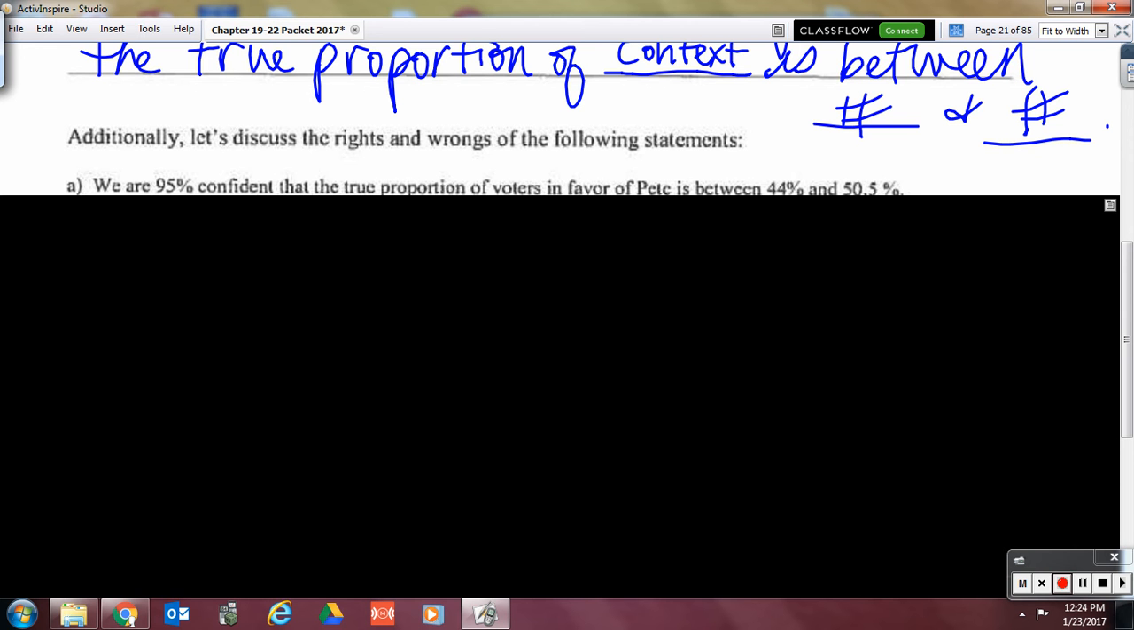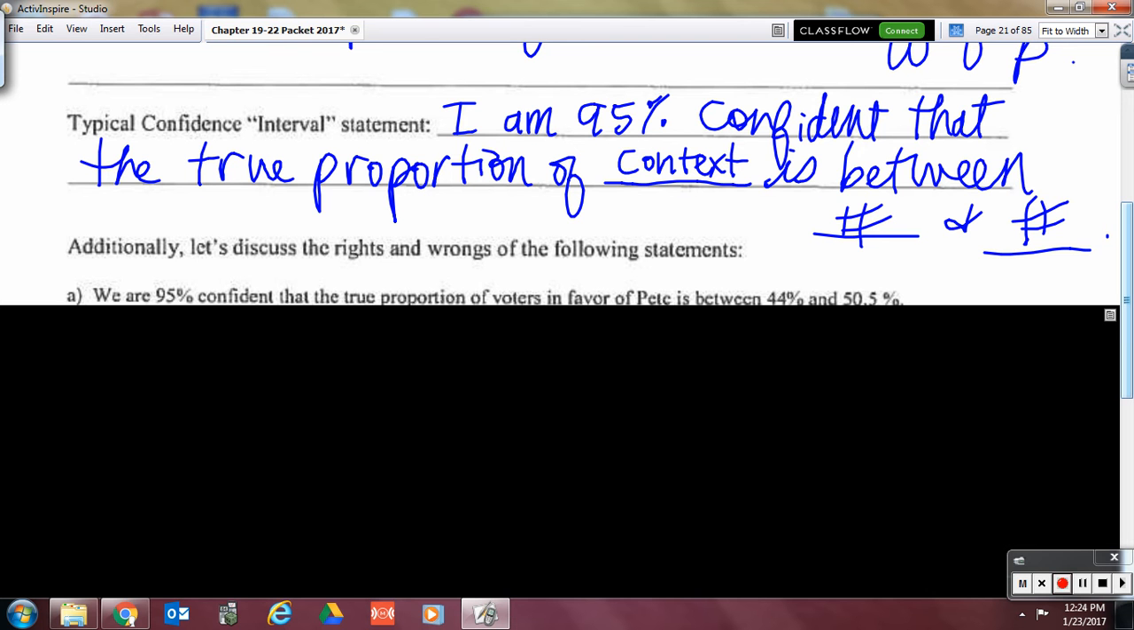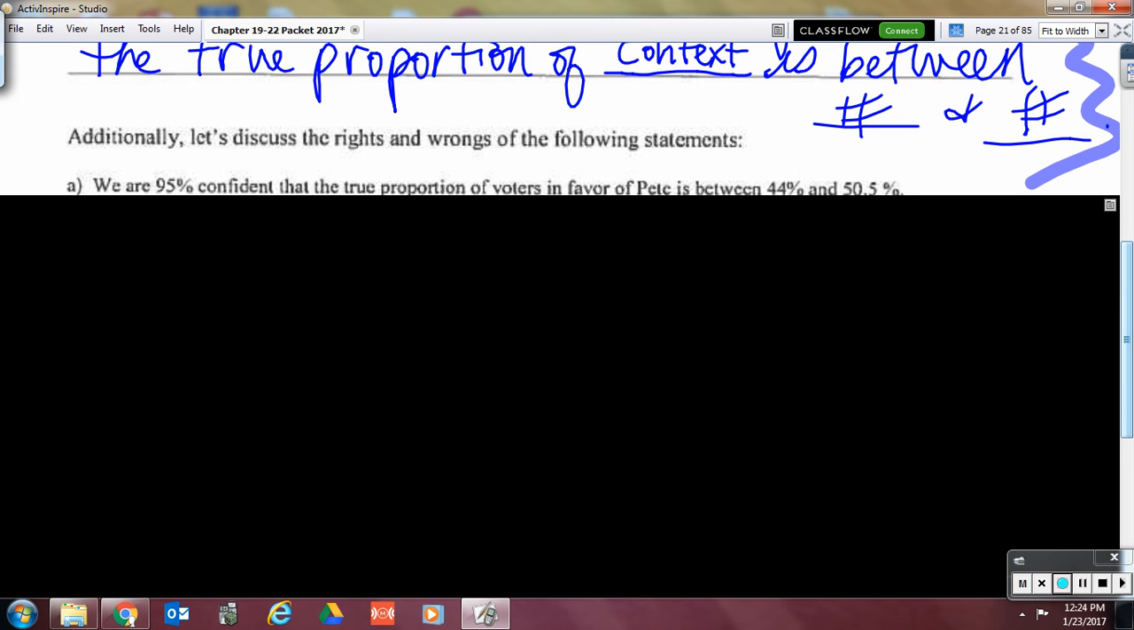All right, so the first one says, we are 95% confident that the true proportion of voters in favor of Presidential Pete is between 44 and 50.5%, okay? So that's pretty much a straight definition of what we've already said, how to interpret the interval. So that one's good to go. It's all nice, no problem.